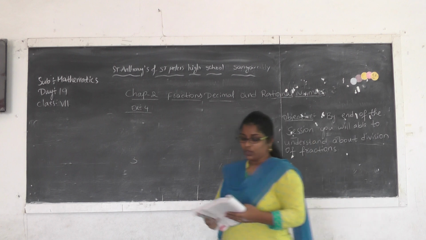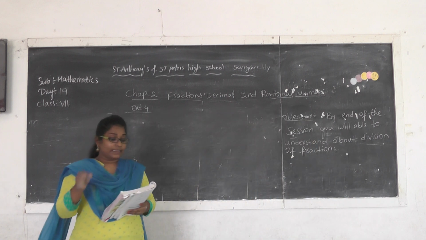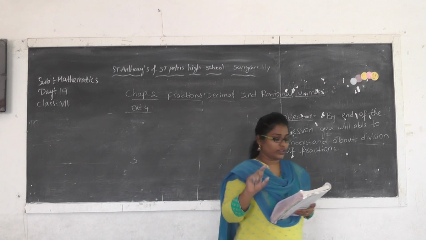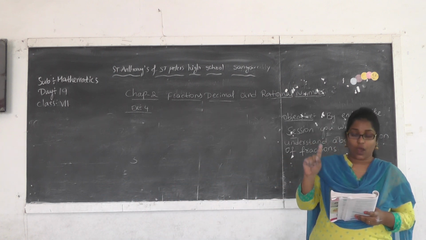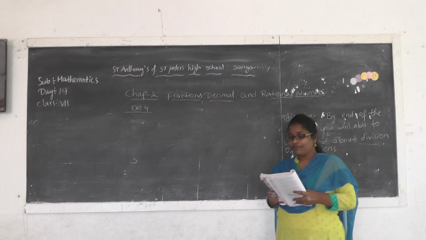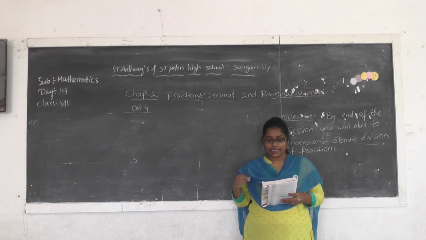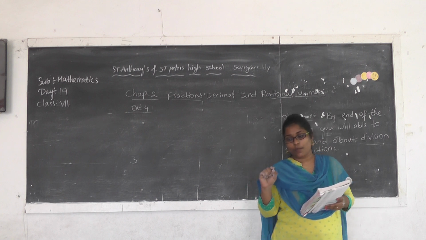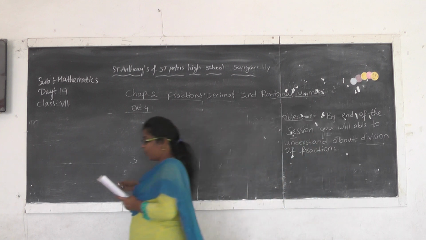So how to do? See, fourth question. Deepak can paint 2 by 5 of a house in 1 day. If he continues working at this rate, how many days will it take to paint the whole house?